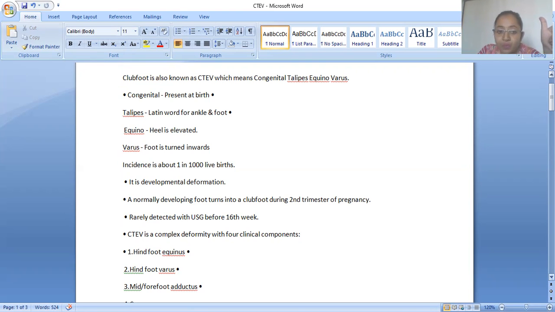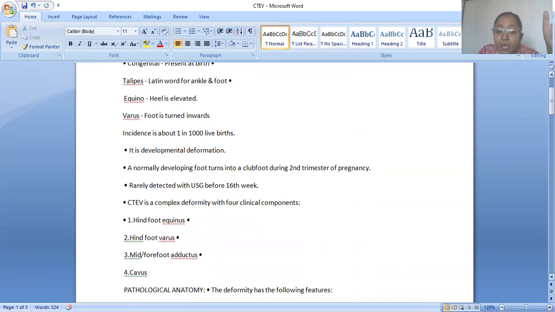First one is hindfoot equinus, like backfoot equinus. Then hindfoot varus, the backfoot will be in varus deformity. Then midfoot forefoot adductus, the midfoot bones, the tarsals, will be in adductus. And then cavus, one more presentation. As the name suggests, it's a cave-like structure. The arches will be increased, the middle arch will be increased, so it seems like a cave. The foot is normally flat with some medial arch, but here it will be like caves.